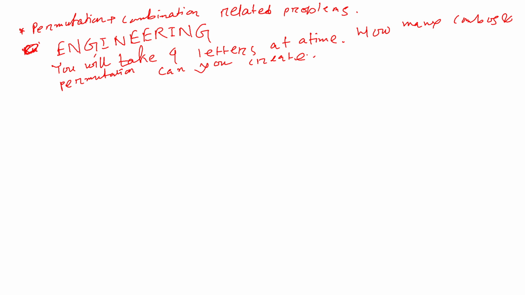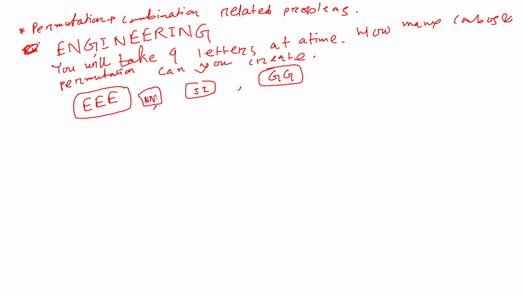Okay. First of all, again, what you have to do is write down the alike letters together. So there would be a set for E. There would be a set for I. There would be a set for G. There would be a set for three N's, right? There are three N's. Okay. And there is a separate R.